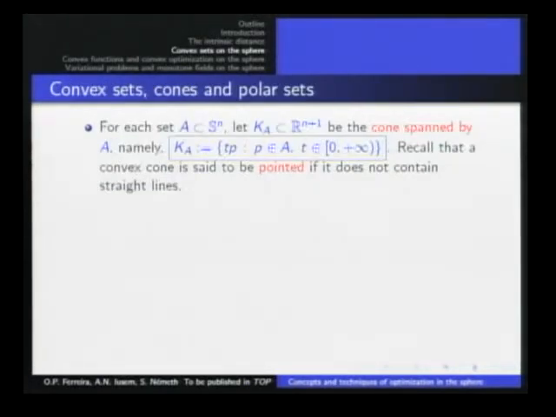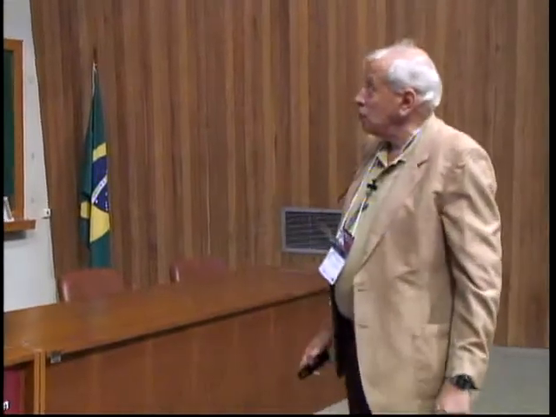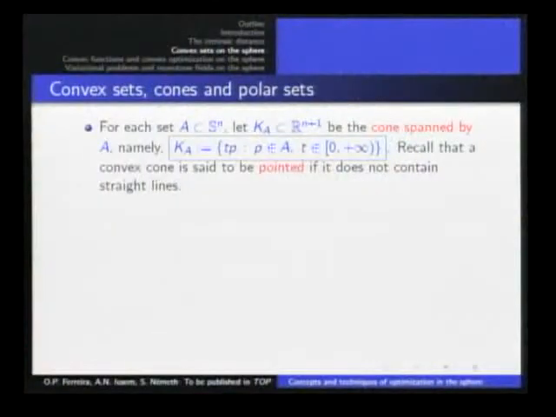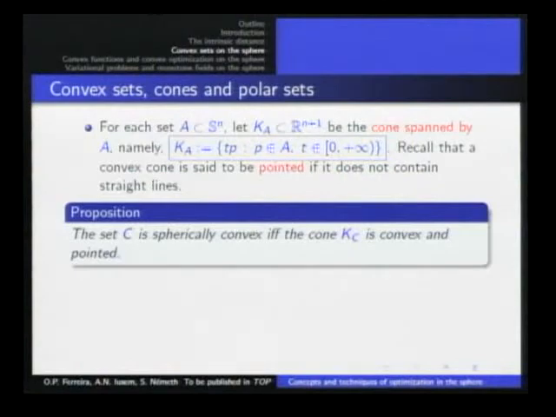Now, the relation of convex sets in the sphere and convex cones in R^(n+1). If I consider the cone spanned by a subset of the sphere, meaning the cone formed by all the directions between all the vectors between 0 and points in the sphere and the half-line generated by them, then recall that a convex cone is pointed if it doesn't contain straight lines. So the proposition is that a set C is spherically convex if and only if the cone spanned by it is convex and pointed.